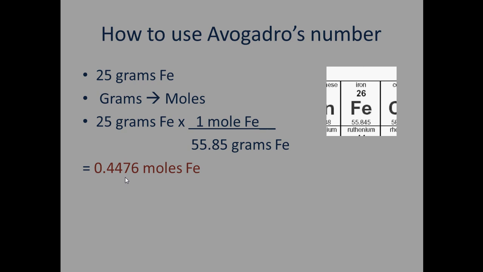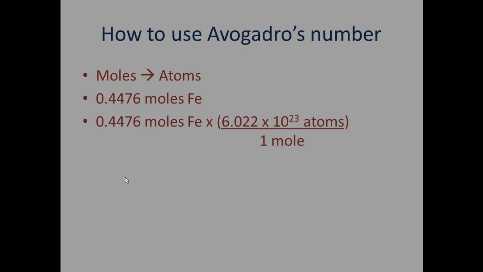So now we can keep continuing and figure out how many atoms we have in this amount. We started with grams to moles, now we're going from moles to atoms. So we have this many moles of iron. You multiply this number times Avogadro's number.